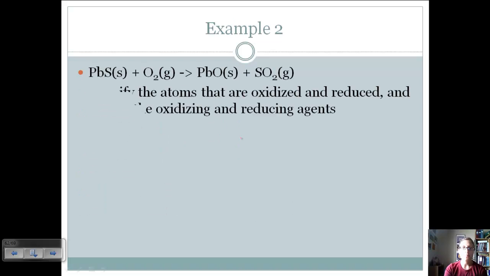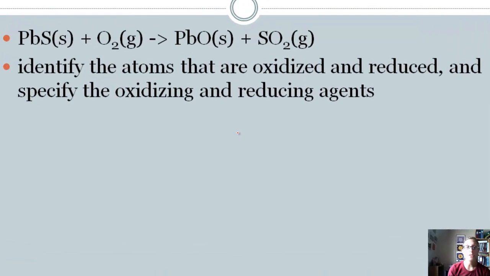So let's look at an example. Identify the atoms that are oxidized and reduced, and specify oxidizing and reducing agents. Right away I see oxygen by itself, so I know that it's a 0. Here I've got lead and sulfur. If sulfur was a monatomic ion, its charge would be 2-, so I'm going to say that sulfur has a -2 oxidation state, making lead a +2 oxidation state on the reactant side. Now if we go to the product side, I know oxygen is always going to have a -2 oxidation state when it's not by itself. This makes lead a +2 oxidation state.